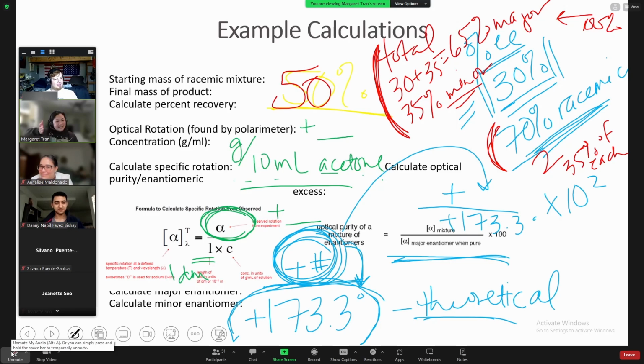Does everybody understand this? If not, then come to my office hours. This is your post lab, right? I want you guys to get 100 out of 100. I don't even know how much your post lab is worth. Whatever you get, I want you guys to get the maximum, okay? Because I'm trying to help you guys out.